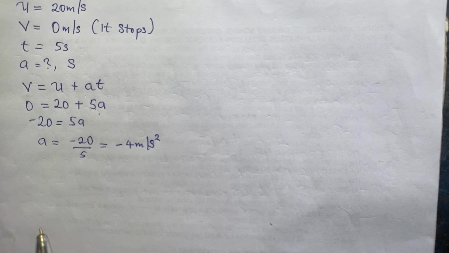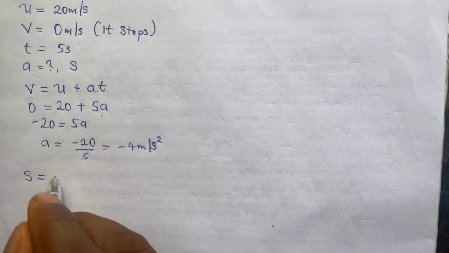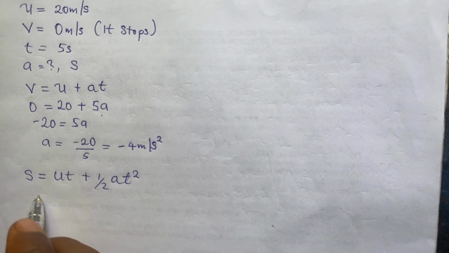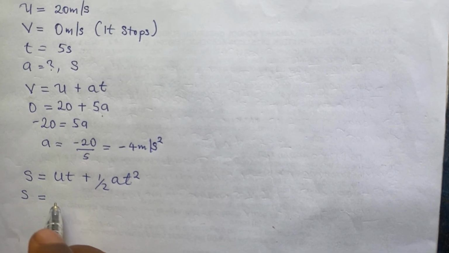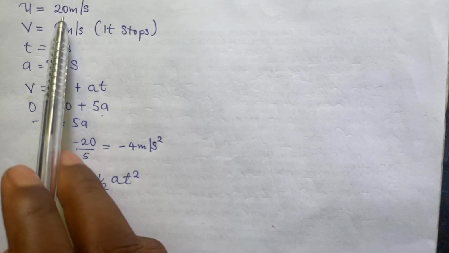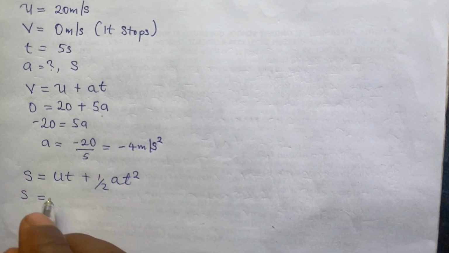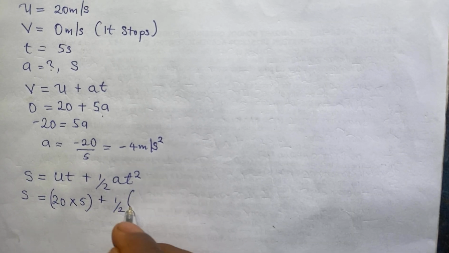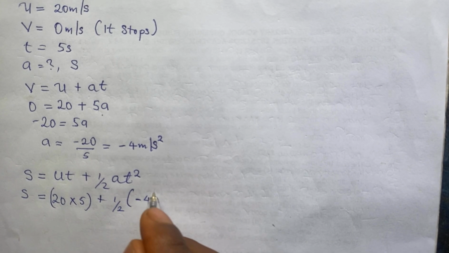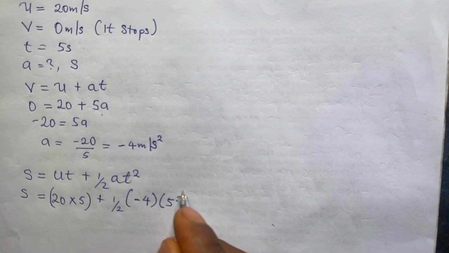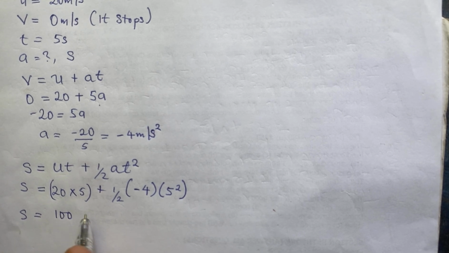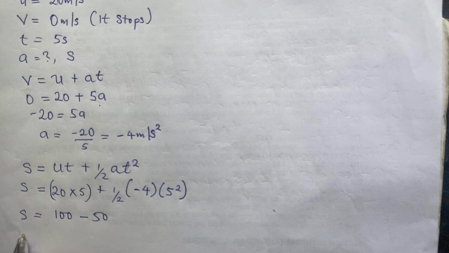To find the distance traveled, we are going to use s equals to ut plus half at squared. So what is our u? Here your u is no longer 0, your u is 20 meters per second because it started with a velocity. So you're going to be having 20 times 5 plus half negative of 4, 5 squared. Alright, so this is going to be giving you 100 minus 50. So distance traveled is 50 meters.